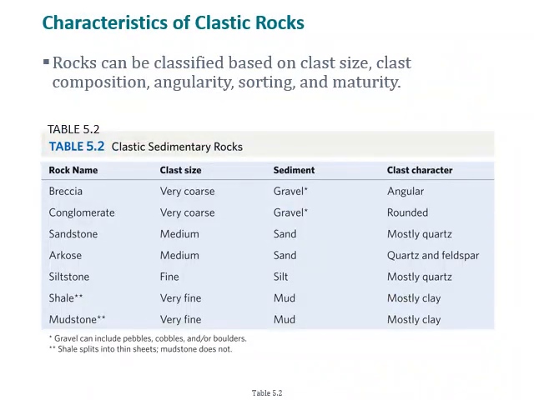Different types of clastic rocks are mainly distinguished based on their clast or grain size, but they can also be described using their composition, angularity, sorting, and maturity. The main types of clastic rocks are shown on this Table 5.2 below. Conglomerate, sandstone, and shale or mudstone are the most common and easiest to define.